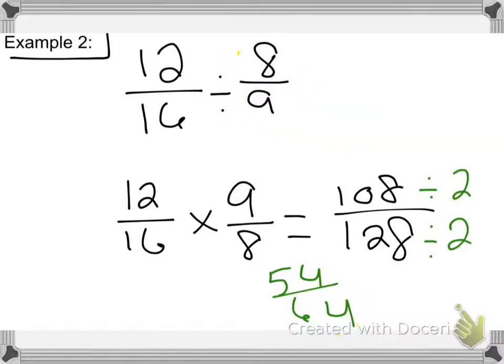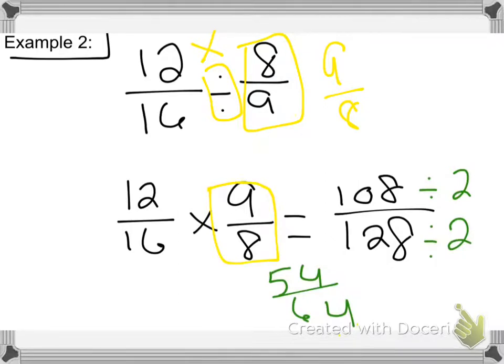Okay, so now, example number 2. We have 12 over 16 divided by 8 over 9. So, remember what we did? We had to change this problem right here, change this to a reciprocal, and change this to a multiplication symbol. So, the reciprocal of 8 over 9 is 9 over 8, which is what we have right here. And this becomes times, so you're multiplying it.